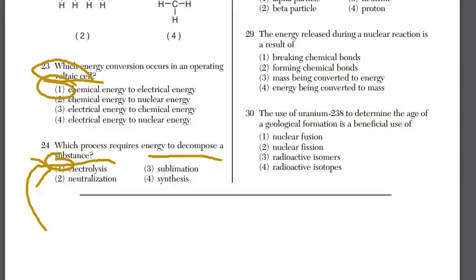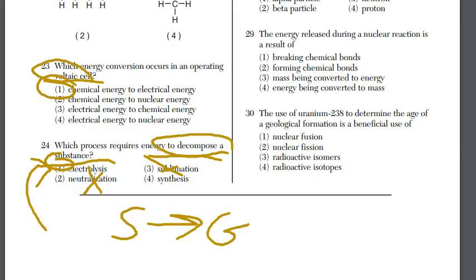Neutralization means I have an acid and a base forming a salt plus water. That doesn't fit the question. Sublimation, you should know this word as well, is a substance in the solid phase directly going into the gas phase. That's not the choice either. And decomposition, which is one of the things we were looking for, the opposite is the coming together of a substance known as synthesis. So choice 1 is the answer.